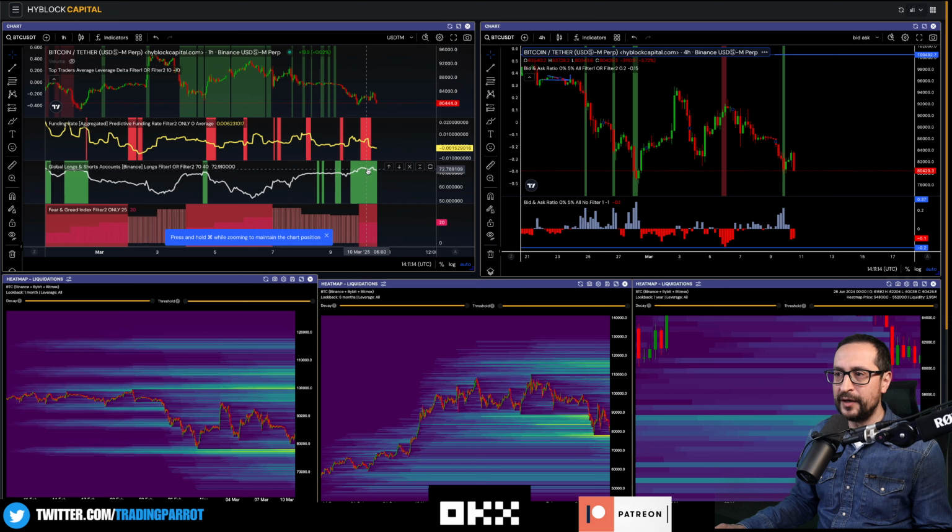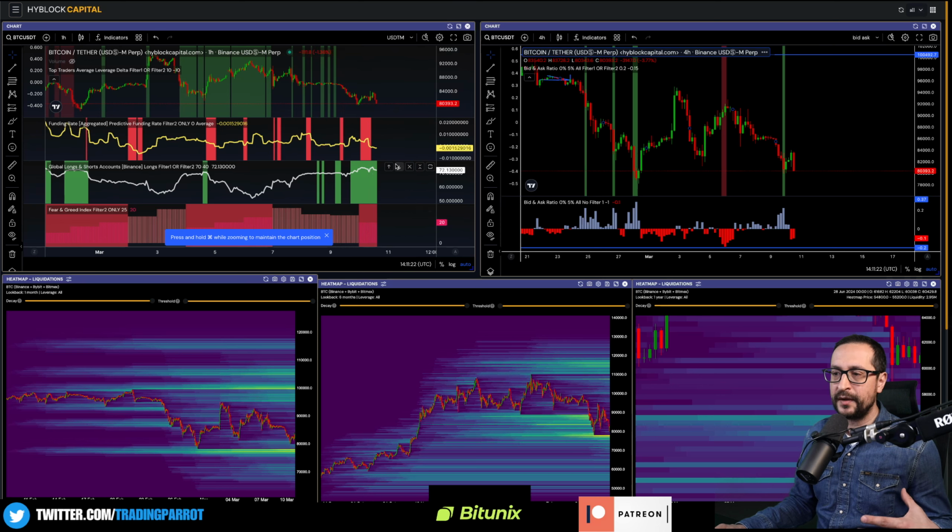We got the global longs at the highest levels. We recently have negative funding rates and extreme fear. So all of that is saying that eventually we should be seeing a new local bottom formation.